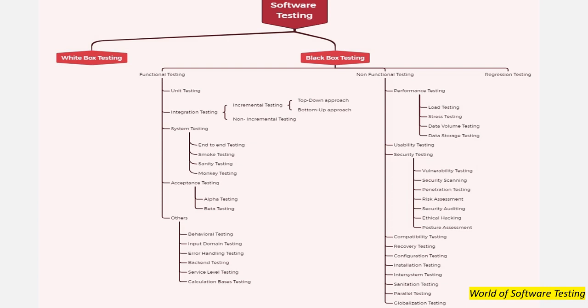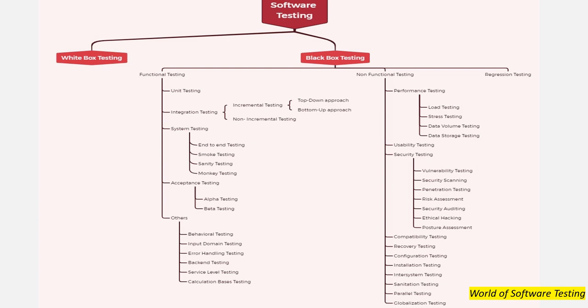There are two types of integration testing. The first one is incremental testing, and then non-incremental testing. The incremental testing is categorized into the top-down approach and the bottom-up approach, and one more approach is there, that is the sandwich approach. We basically don't use the sandwich approach here.